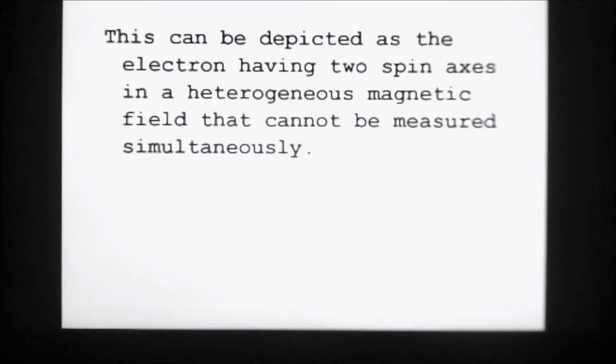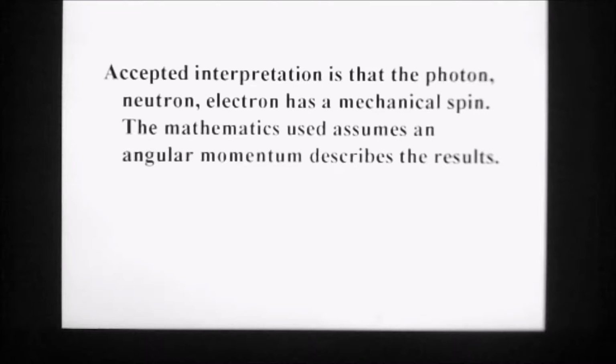This can be depicted as the electron having 2 spin axes in a heterogeneous magnetic field that cannot be measured simultaneously. The accepted interpretation is that the photon, neutron, and electron have a mechanical spin. The mathematics used assumes an angular momentum describes the results. This, of course, is contrary to what the STOE assumes.